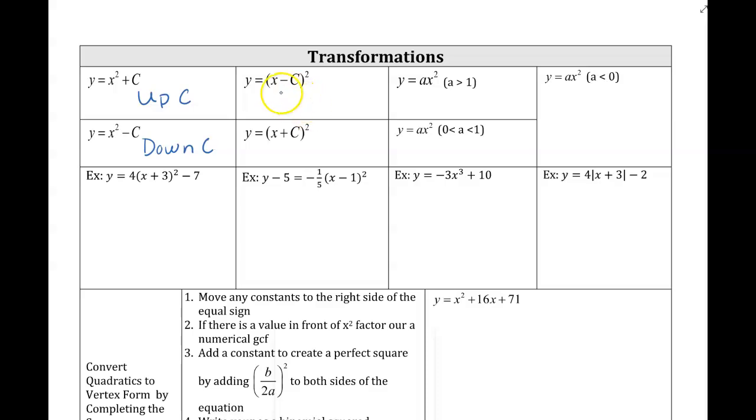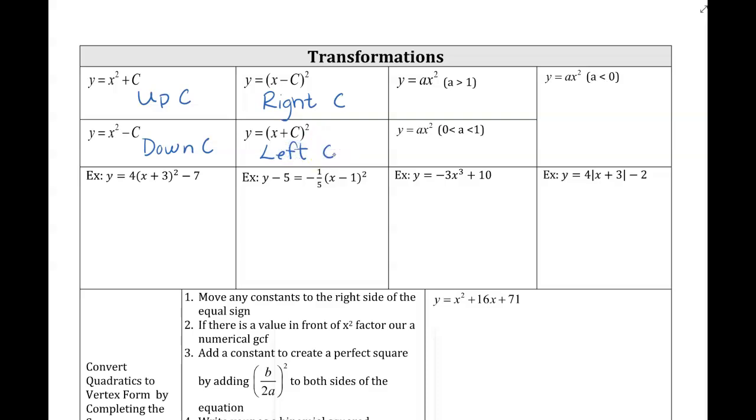And left-right shifts can be seen within parentheses. We reverse our logic in this. Minus, we would think it shifts to the left, so we reverse our logic, it actually shifts right C units. And then plus, we would think it goes to the right, it actually goes left C units.